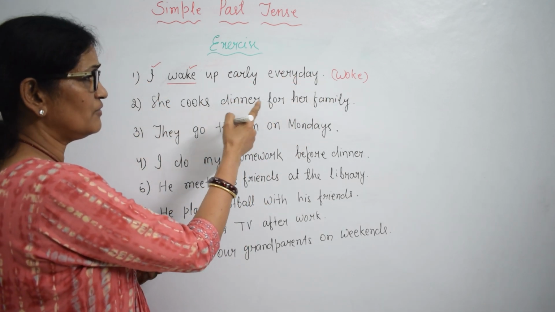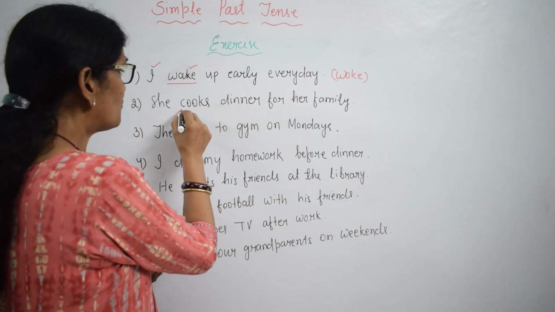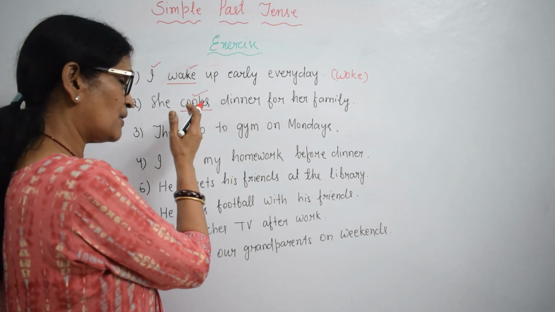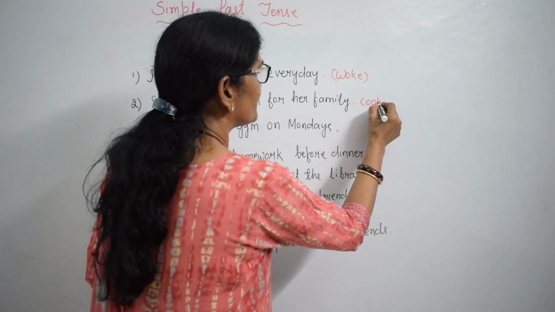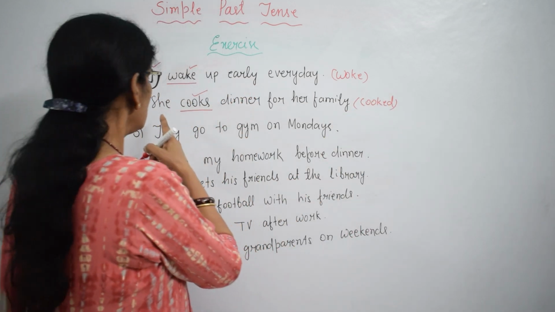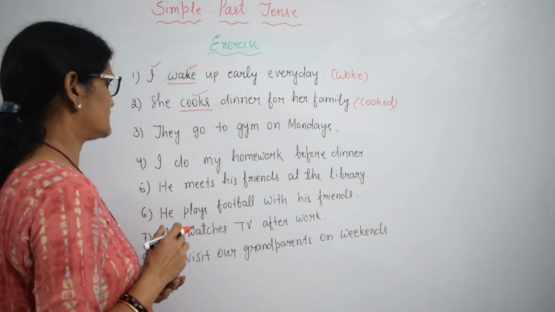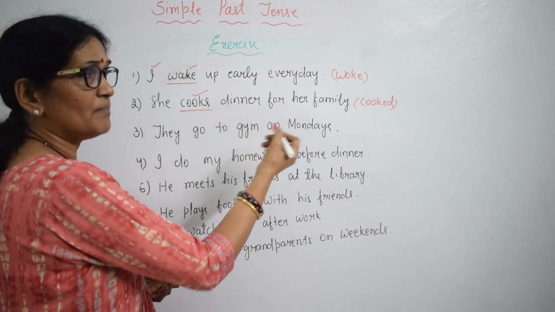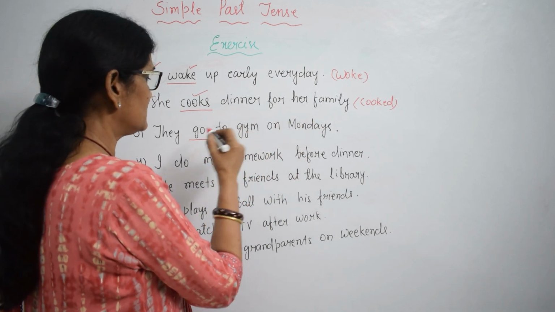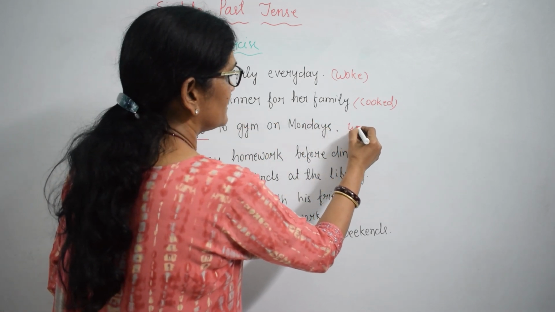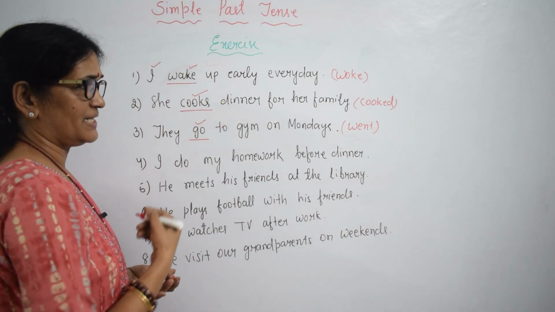She cooks dinner for her family. The sentence is in simple present. Change the verb into past. This is the base form of a verb. Cooked. She cooked dinner for her family. It became simple past. They go to gym on Mondays. The verb is in present form. The past form of go is went. They went to gym on Mondays.